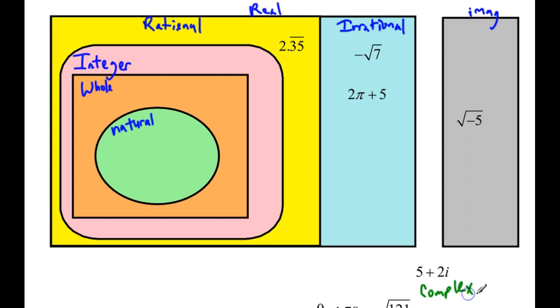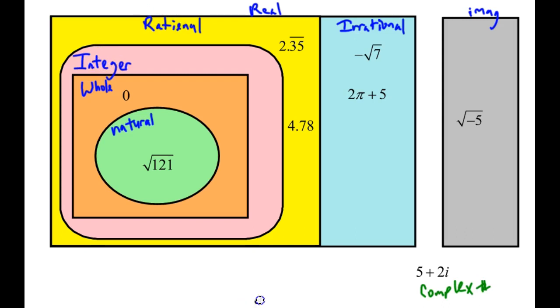By the way, I need to mention this. Some of these numbers, like for example 0: 0 is a whole number, but it's not just a whole number. The way this Venn diagram works, 0 is also an integer, it's also rational, it's also real. Same thing for this: 2.35 with the 35 repeating is rational and real. This number is irrational and real. 4.78 would be terminating. Square root of 121, if you simplify it, is 11, which is a natural number, which is also whole, which is also an integer, which is also rational, which is also real.